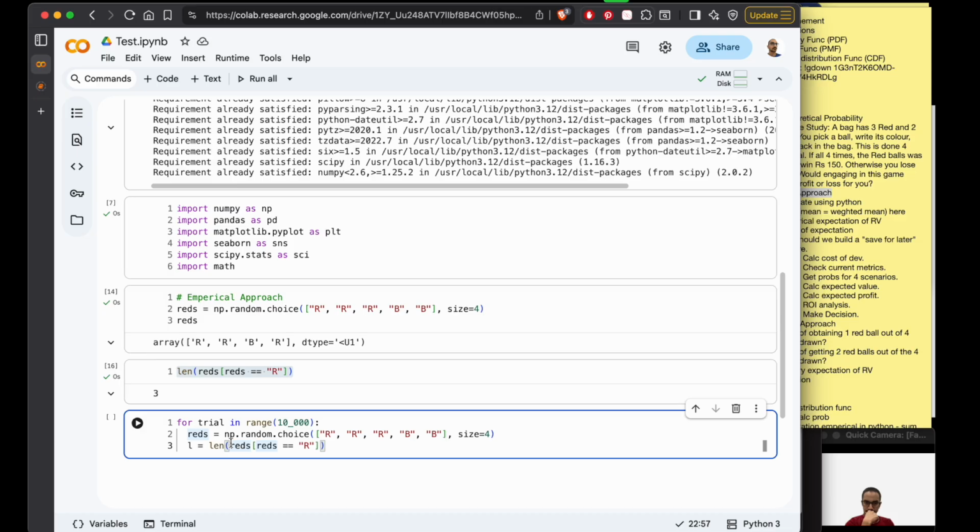So the objective we are trying to achieve is to see how many times 4 reds came, 3 reds came, 2 reds came, 1 red came, and 0 times red appeared when we performed this experiment 10,000 times. So in each trial, how many times did red appear? So I can capture the reds.